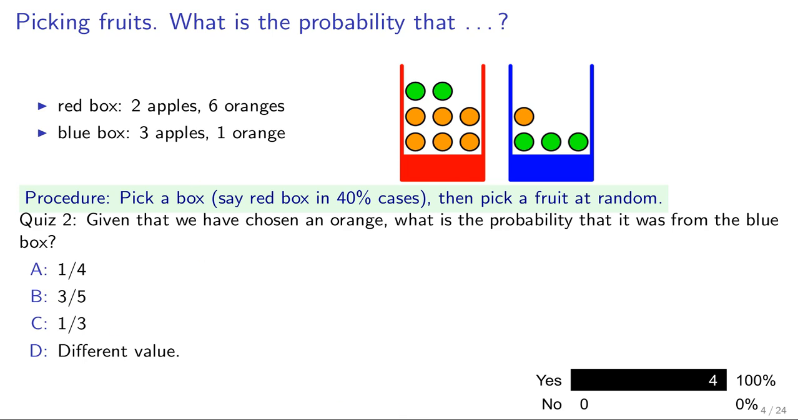Okay, so next quiz is here, ABCD. So try to work on this one, and now there is a different question. Given that we have chosen an orange, what is the probability that it was from the blue box? So this one is more tricky. It's a bit counterintuitive because you sort of start from the end.